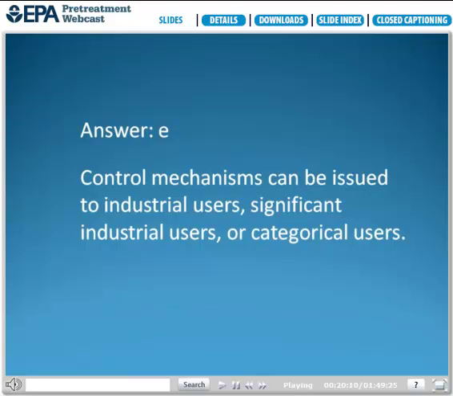It looks like everyone has had a chance to answer. The correct answer is E. Control mechanisms can be issued to industrial users, significant industrial users, and categorical industrial users. Now let's continue with Jan's presentation. Jan?